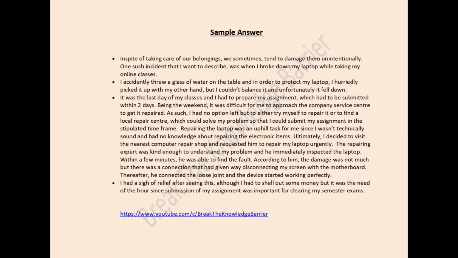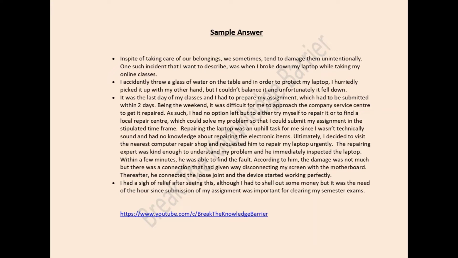In spite of taking care of our belongings, we sometimes tend to damage them unintentionally. One such incident that I want to describe was when I broke my laptop while taking my online classes. I accidentally knocked a glass of water onto the table, and in order to protect my laptop, I hurriedly picked it up with my other hand, but I couldn't balance it and unfortunately it fell down.